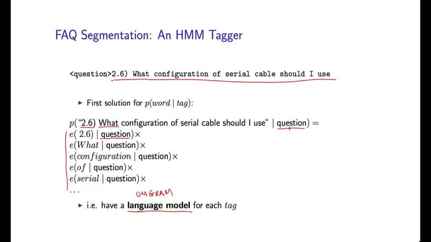So that's the first method that these guys looked at. And once we have these distributions, we can apply the hidden Markov model tagger in the usual way.